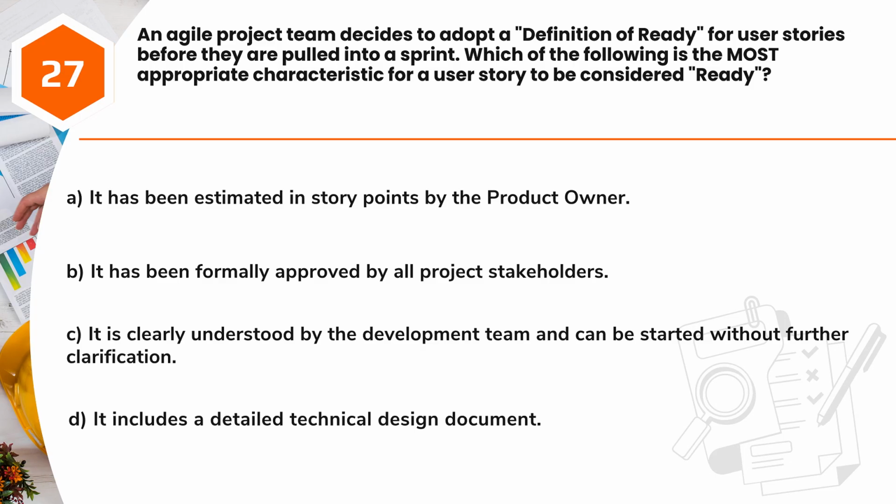Question 27. An Agile project team decides to adopt a definition of ready for user stories before they are pulled into a sprint. Which of the following is the most appropriate characteristic for a user story to be considered ready? A. It has been estimated in story points by the product owner. B. It has been formally approved by all project stakeholders. C. It is clearly understood by the development team and can be started without further clarification. D. It includes a detailed technical design document.